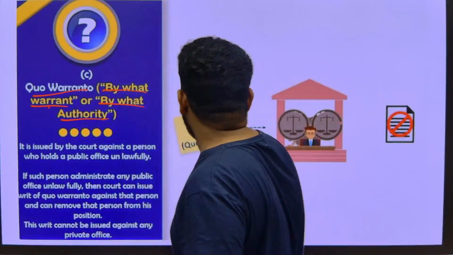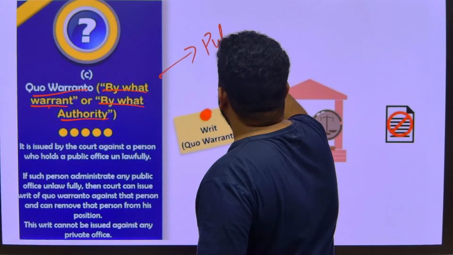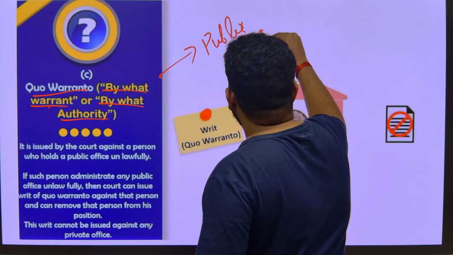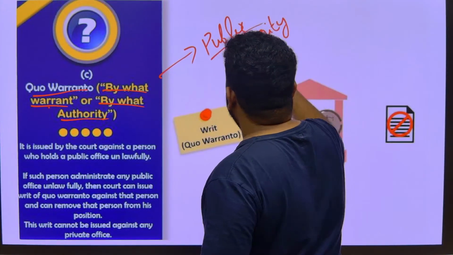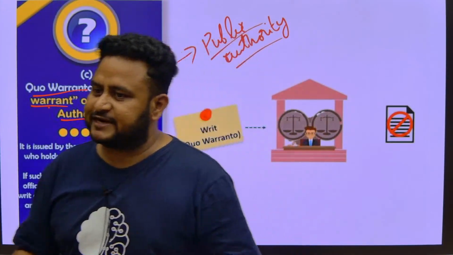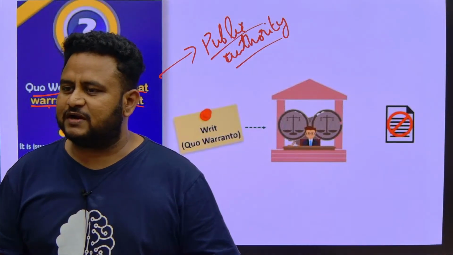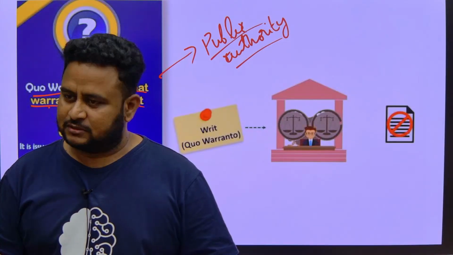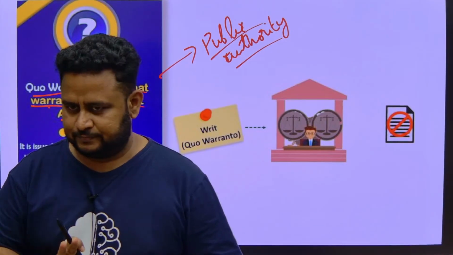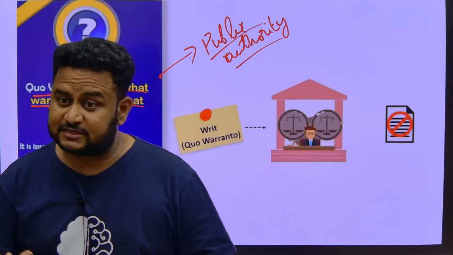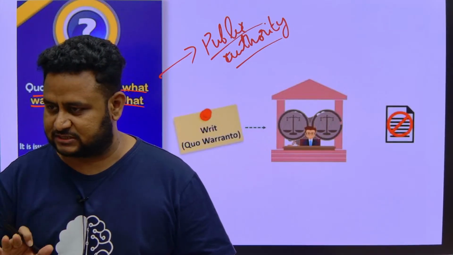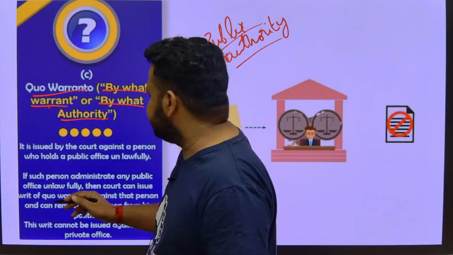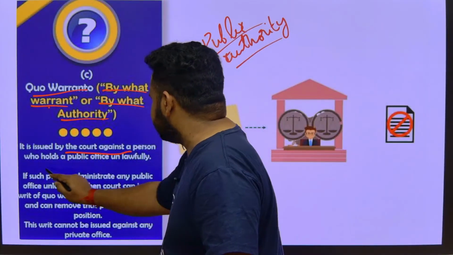Okay, this is also issued against only public authority. If you people ask, I have every right to say, I am not qualified, but I know how to teach botany or zoology. That time you have no option. Either you can stay or you can go, because this is private. But if it is a government office, you have every right to ask, because this is also issued against what? Public authority. So quo warranto means it is issued by the court against a person who holds a public office unlawfully.